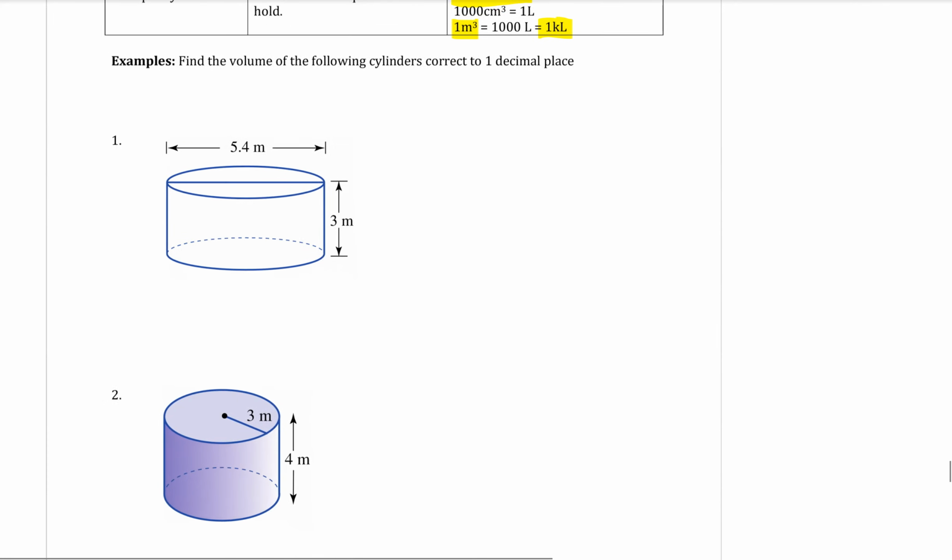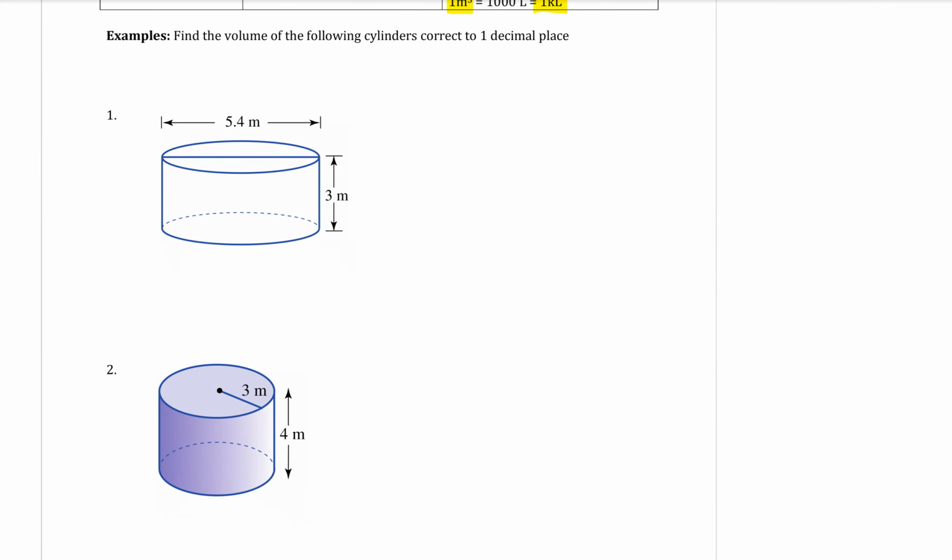Okay, so straight into the examples. Number 1. Find the volume of the following cylinders correct to one decimal place. First of all, write the formula down. The formula for the volume of a cylinder is pi r squared h. Now remember, with anything that involves a circle, if my formula has a radius in it, r for radius, make sure that the measurement that you are given is a radius.